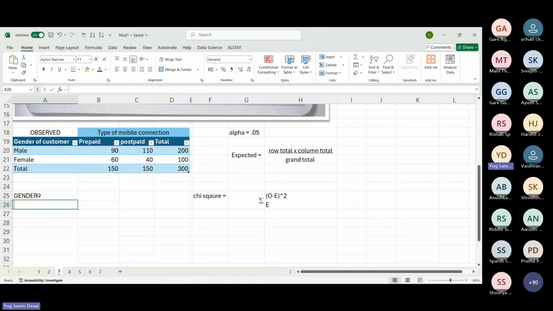So now we make a table so that it's easier for us to get the expected values.